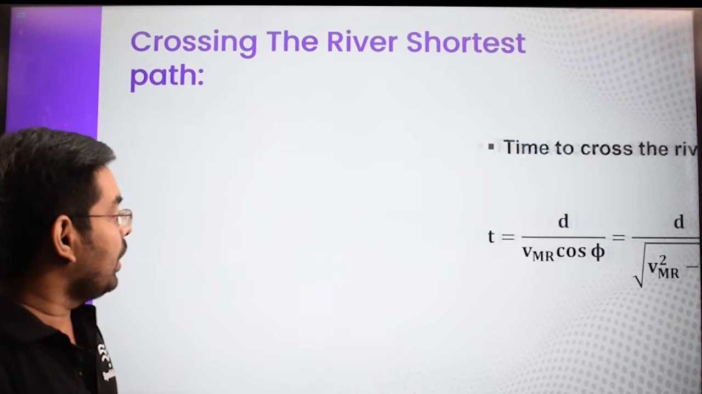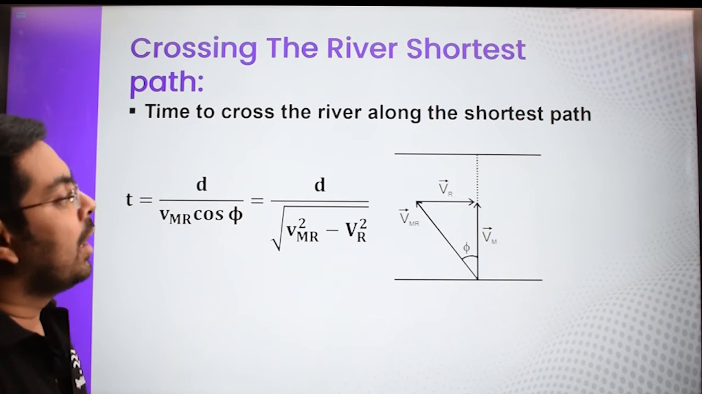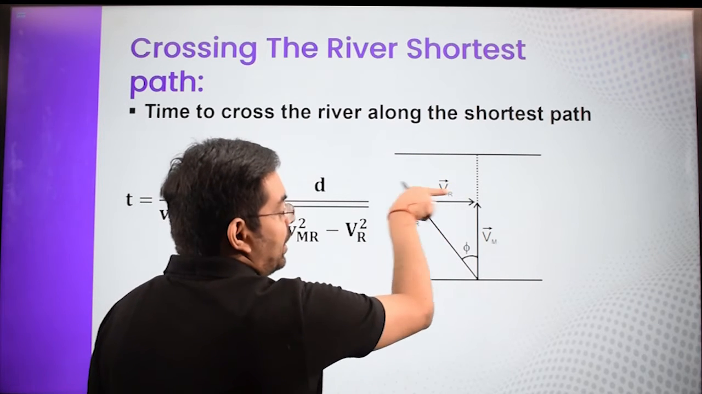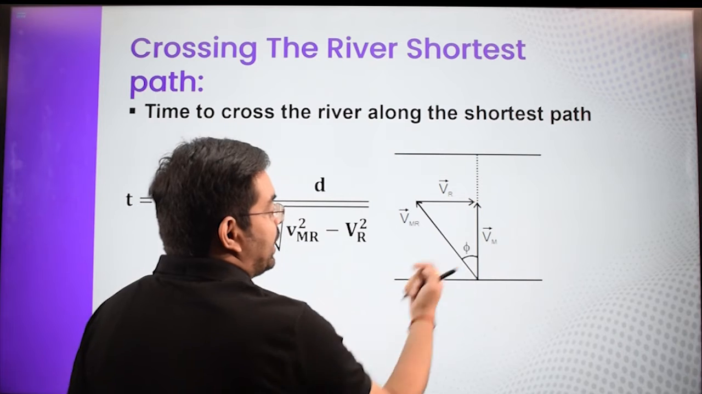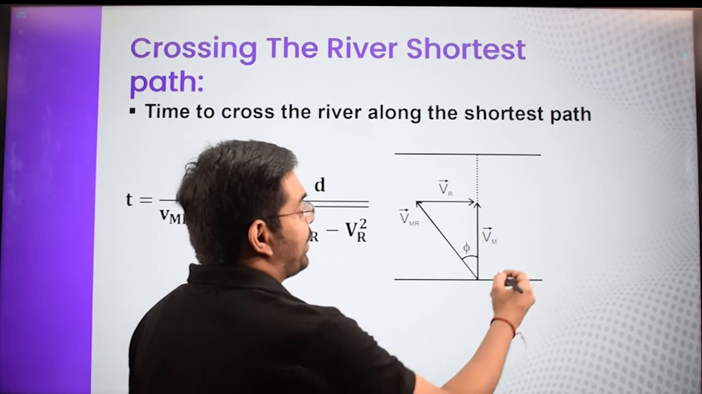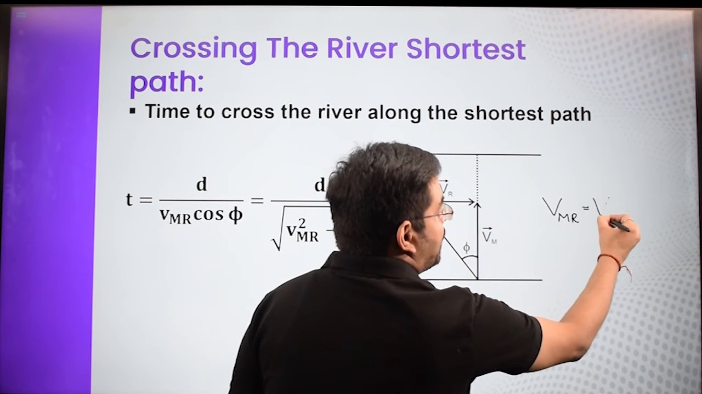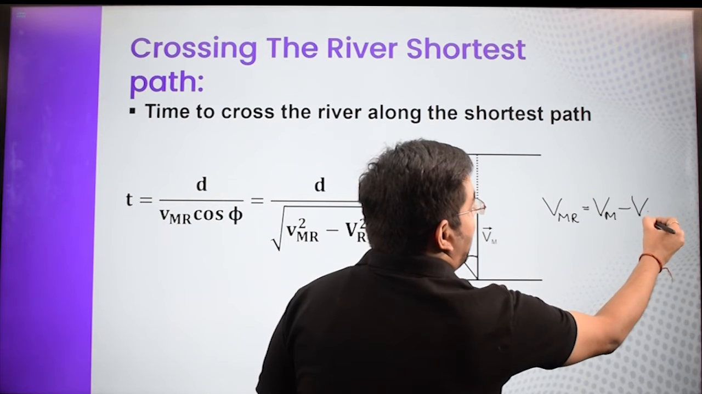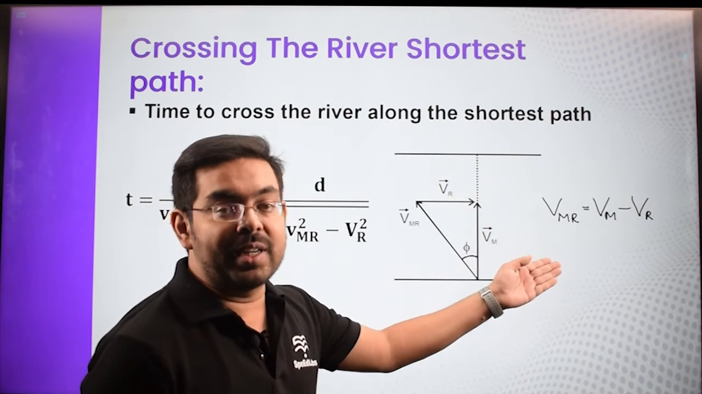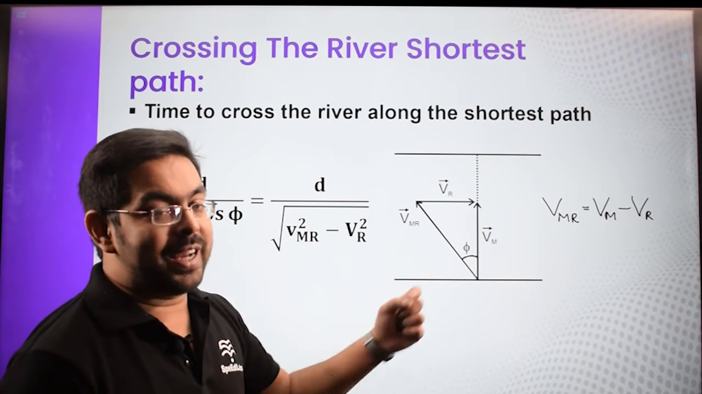Okay, next thing is time to cross the river along the shortest path. So we had seen that if this is Vmr, okay, this is river velocity, then man's velocity is Vm. How can we see this? See, first of all, let me explain you. Look, man's velocity with respect to river we can write as Vm minus Vr. Okay? We have seen this type of equations many times. Man's velocity with respect to river can be written as Vm minus Vr.